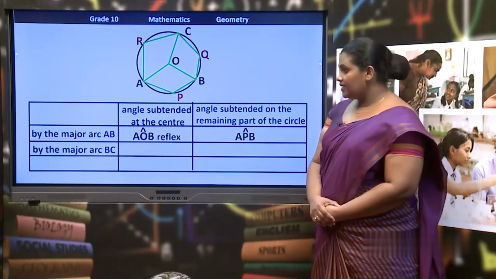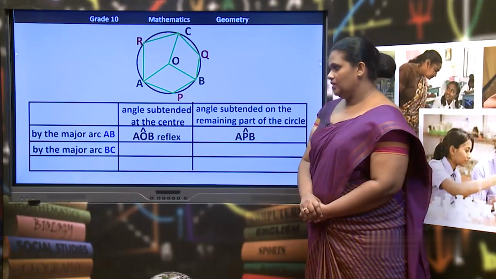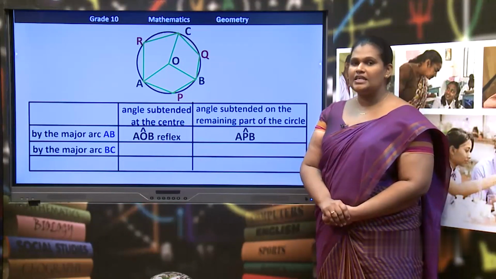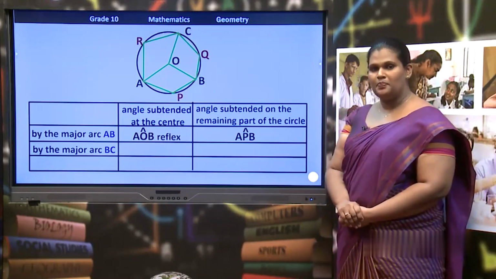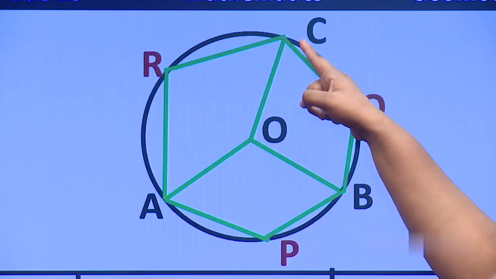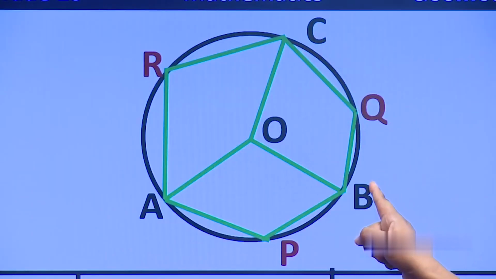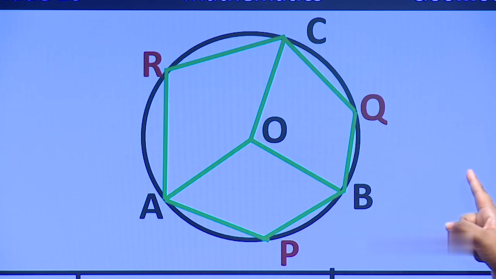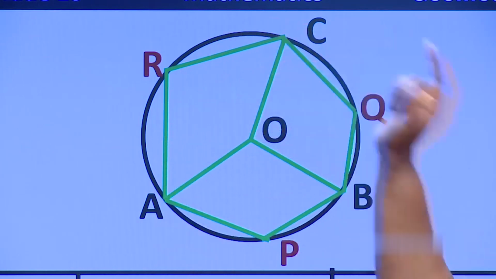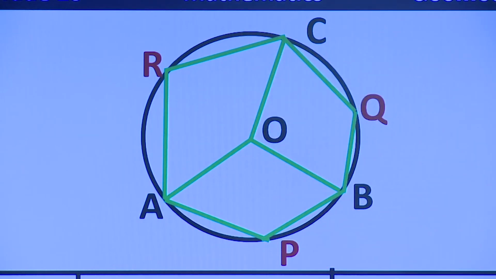Then, the angle subtended at the center by the major arc BC. So, first of all, we will identify what the major arc BC is. Right. Now, we have got B here, C here. If I consider this one, it is the minor arc. We want the major arc. Therefore, major arc BC should be taken as BPARC, the arc which goes through the points P, A and R. This is the major arc BC.